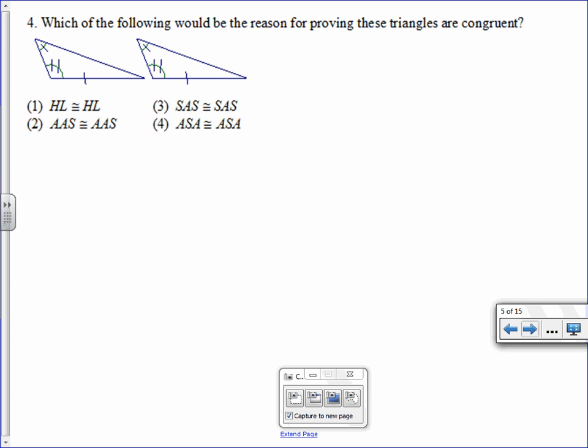Which of the following would be the reason for proving these triangles are congruent? Well, I have 2 angles, one side. So it can't be HL, that's hypotenuse-leg with a right angle. It can't be choice 3 because that's 2 sides and an angle. It could either be ASA or AAS. Well, is this side between the 2 angles? Yes. If it were, let's say, that side that was marked, then it would be angle-angle-side, but it's not.